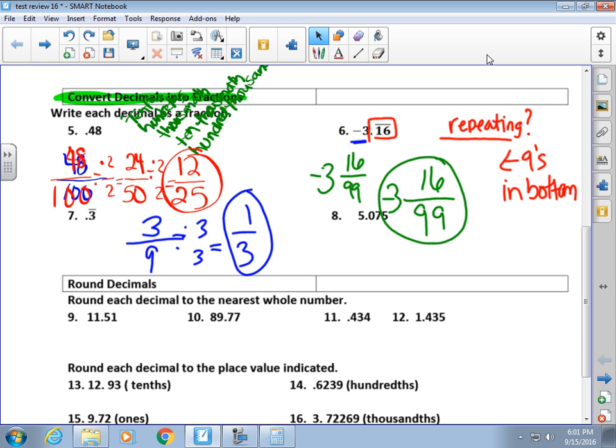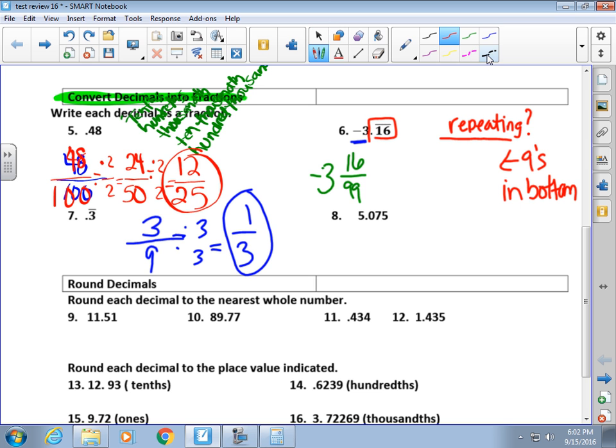Remember you could also do the equation where you let x equal 0.3 repeating, and we could solve it algebraically. Number 8, 5.075. I know that I need a whole number of 5, and then I have .075. The 5 is in the thousandths place. So I put 75, because I don't need that 0, over 1,000. From there, I would reduce.